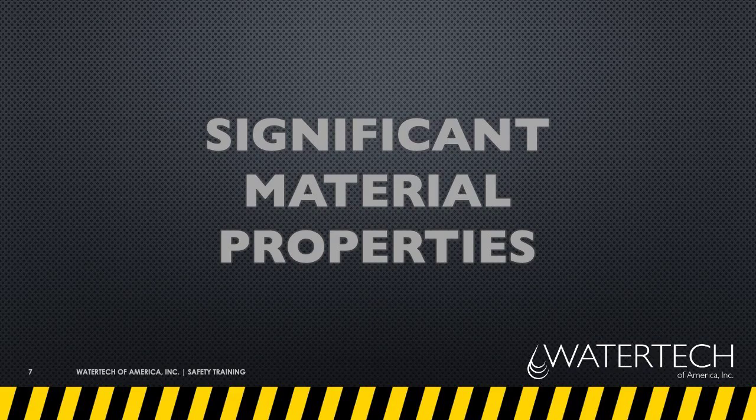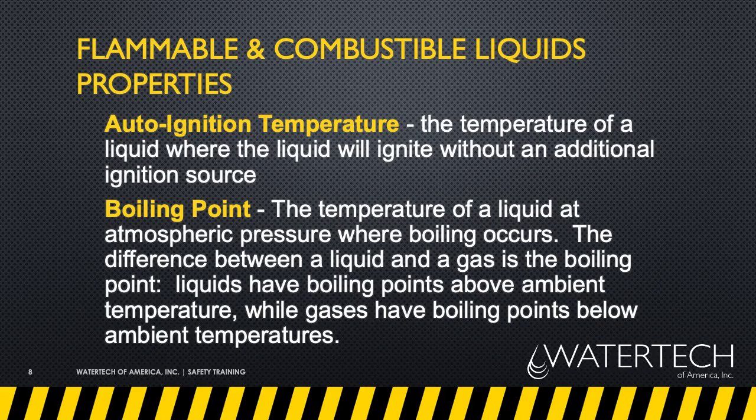Now we will move on to significant material properties. Here are a few terms to keep in mind. Auto-ignition temperature is the temperature where the liquid is going to ignite without an additional ignition source. I can't think of any of our products where this would be a significant concern. Boiling point is the temperature of a liquid at atmospheric pressure where boiling occurs. The difference between a liquid and a gas in the boiling point: liquids have boiling points above ambient temperature, while gases have boiling points below ambient temperatures.